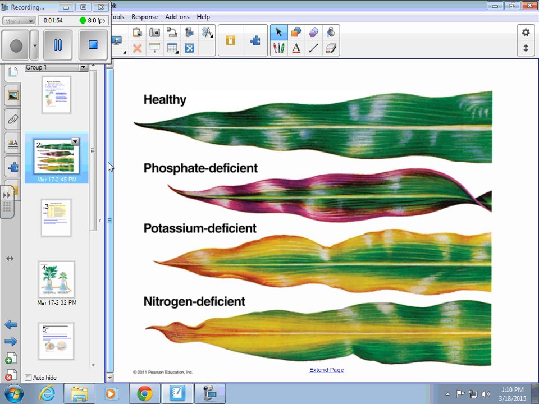All of these problems are easy to fix. It does not mean that the plant is going to die. Fertilizer will have to be added to the soil in certain amounts. Most fertilizers have phosphorus, potassium, and nitrogen in them in different percentages, and you have to add the appropriate amount for the need of your soil.